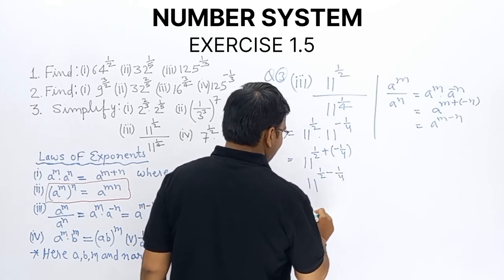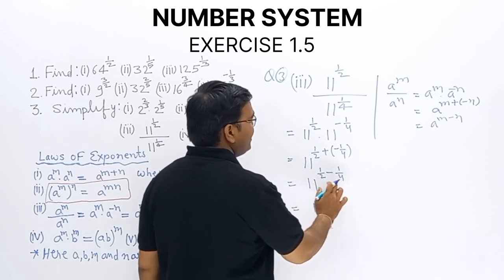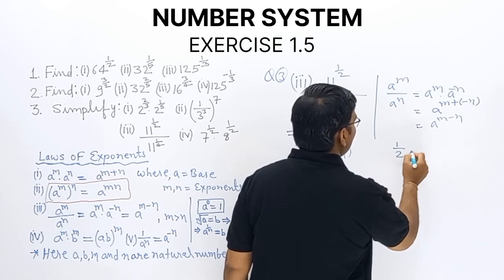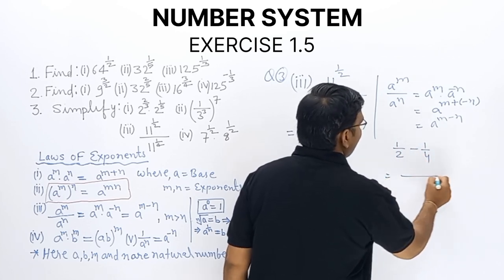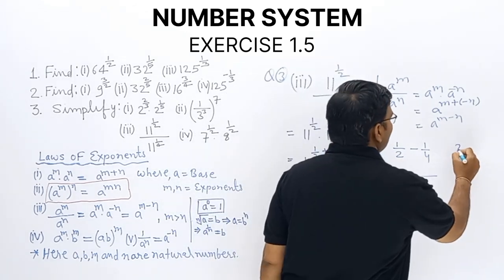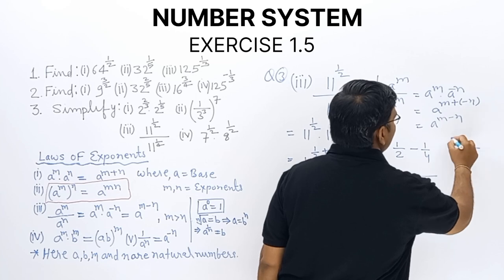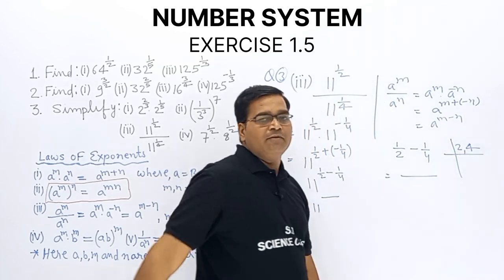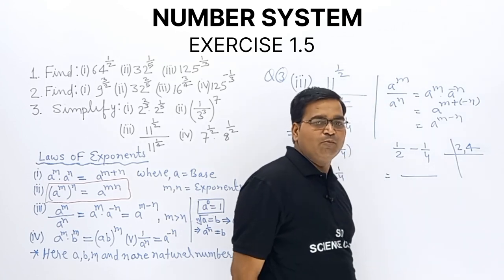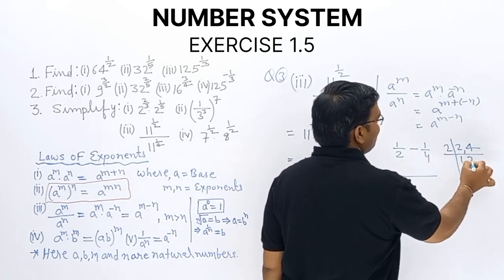Now take LCM. 11 power LCM. What will be the LCM? 1 by 4, sorry, 1 by 2, not 4. 1 by 2 minus 1 by 4. What will be the LCM? In the denominators we are having 2 and 4. Take LCM. 2 and 4, LCM will be what? I am doing long division method there. Both numbers 2 and 4 are multiples of 2, both are divisible by 2. So dividing by 2. How many times? 1 times, 2 times.